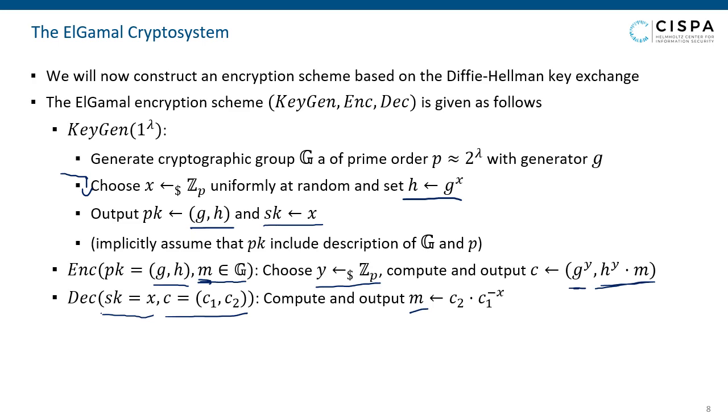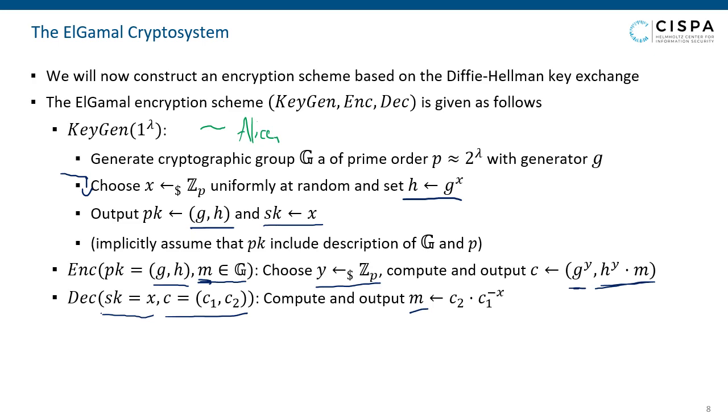So I said that this is essentially a direct construction from the Diffie-Hellman key exchange protocol. Why is that so? Well, if we look at the keygen algorithm, this does essentially the same as the algorithm Alice 1 that we've seen in the last lecture, right?